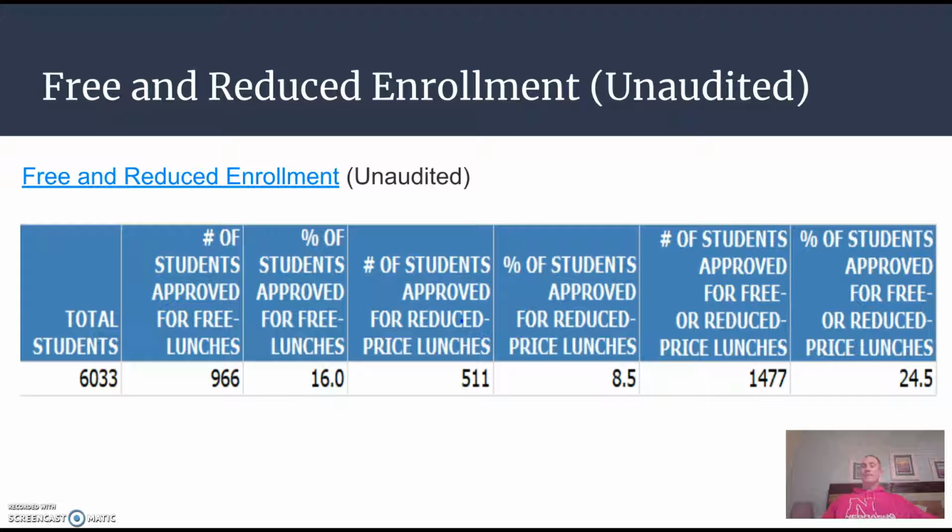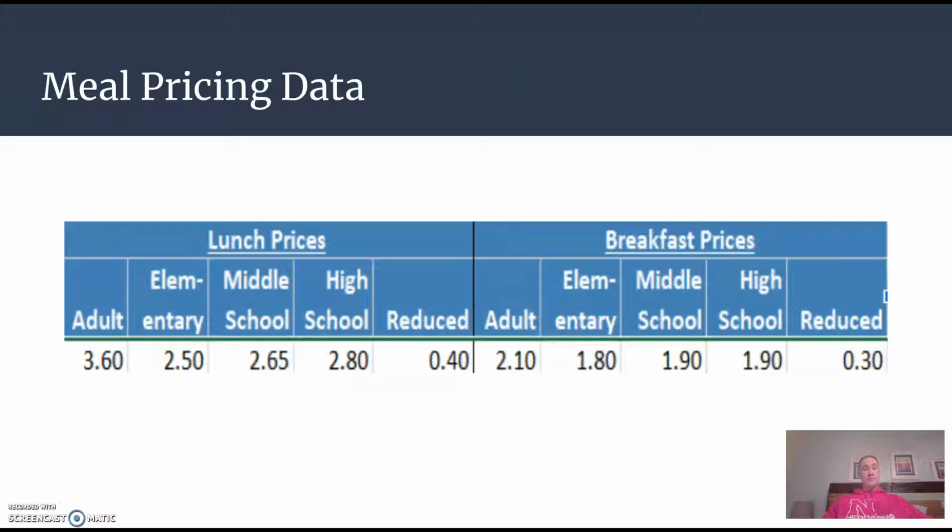Free and reduced enrollment. This shows the current numbers of the 18-19 school year. You can see the total number of students and then the percentage of students approved for free and reduced lunches. I do know that within our district, sometimes the identification process is hard, especially with high school students, of whether they actually are claiming free and reduced lunches and taking advantage of that or not. And so I found those numbers interesting as well.